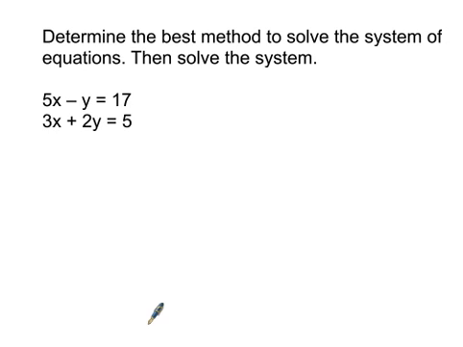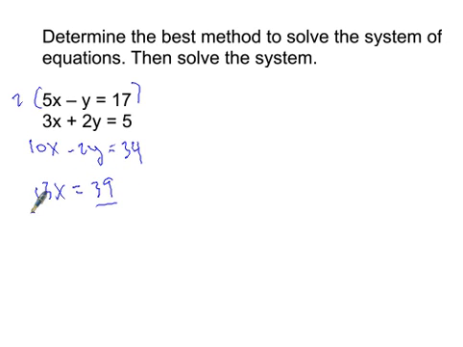What method would you like to use to solve this? Times 2 on the top one. So 10x minus 2y equals 34. 13x equals 39. So x is 3.